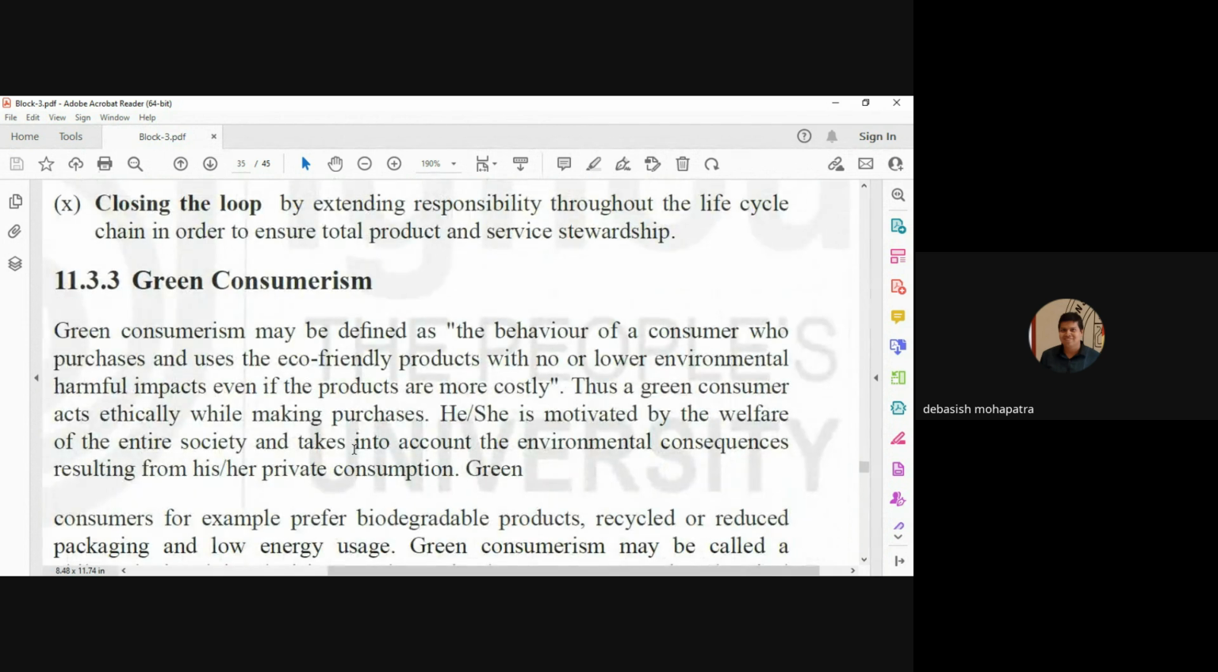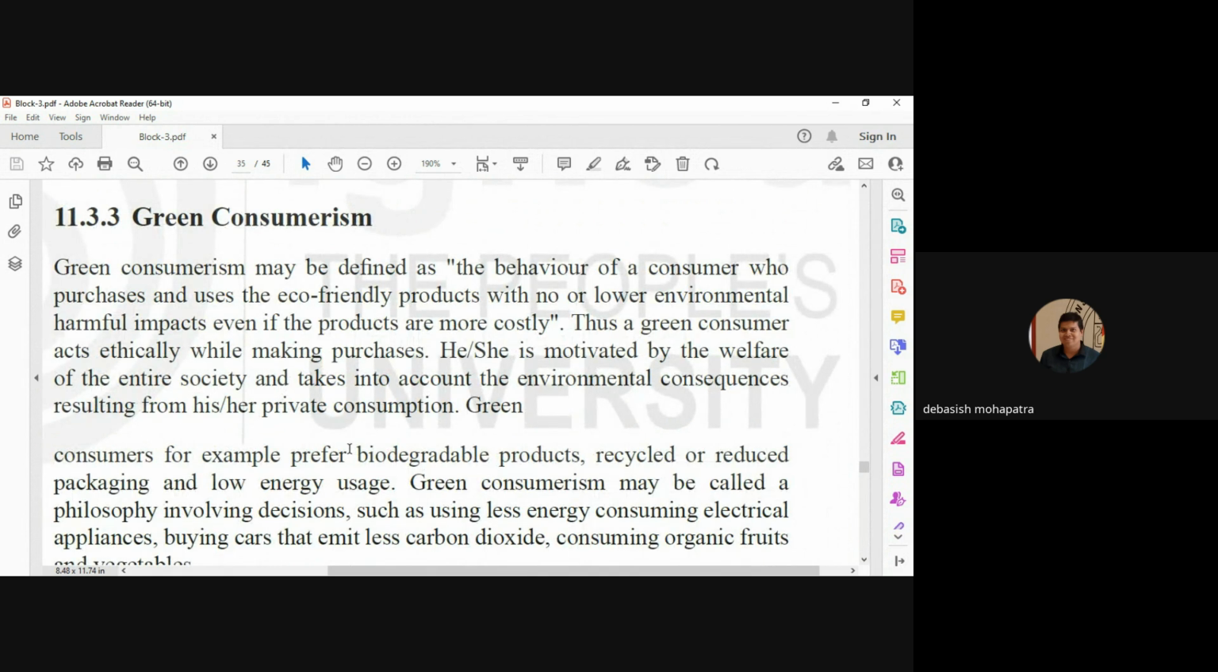Then green consumerism. Green consumerism may be defined as the behavior of a consumer who purchases and uses eco-friendly products with no or lower environmentally harmful impact, even if the products are more costly. But it is only possible when you are rich. Okay. So thus green consumers act ethically while making purchases.